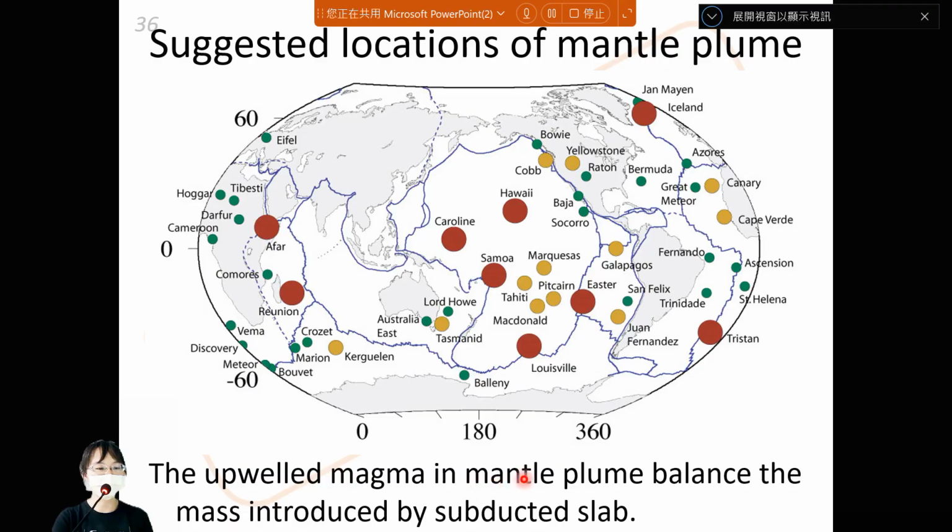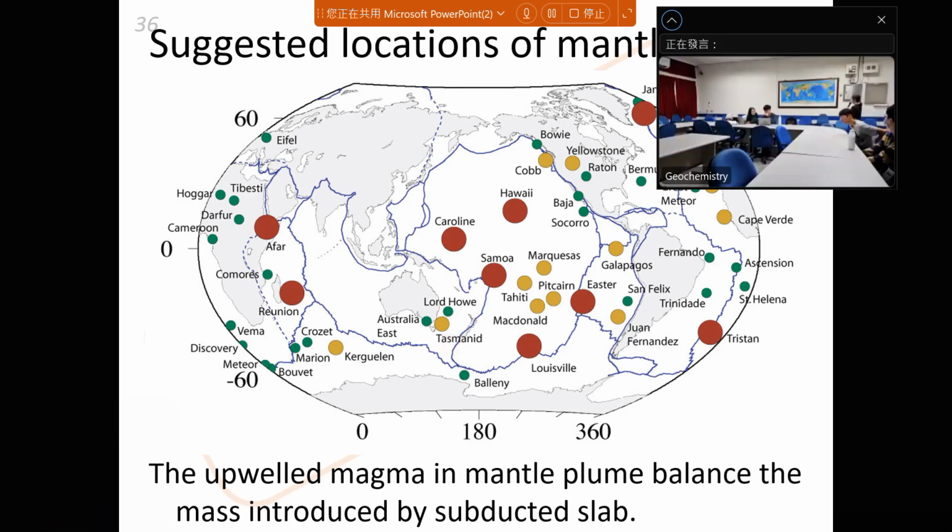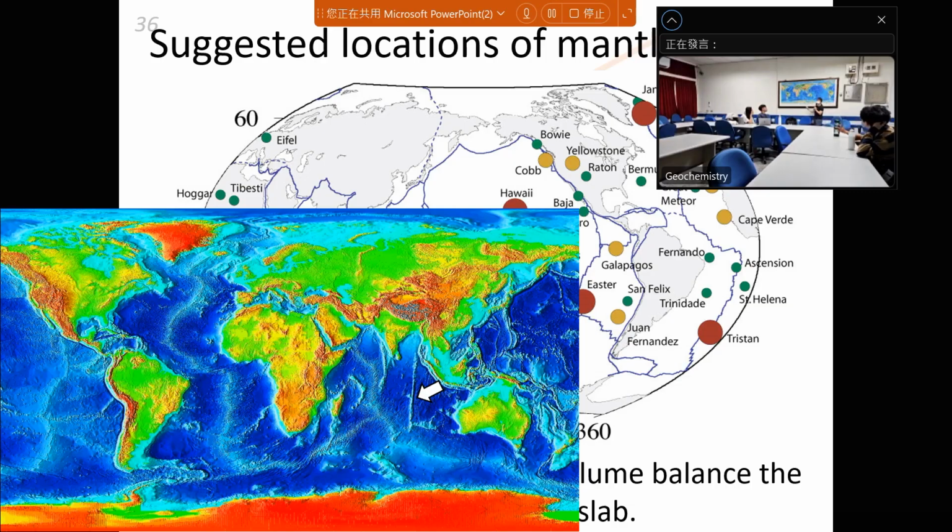The upwelling magma in the mantle plume balances the mass introduced by the subducting slab. So here I can point out a few spots on the map where we have hotspots that produce major submarine topographic features. If you look at the world map here, there are many places with very strange features. Like this one. This is produced by a hotspot along the way when this continent collides with the Eurasia plate. During the whole process, there's a hotspot working here. It has recorded all the way.